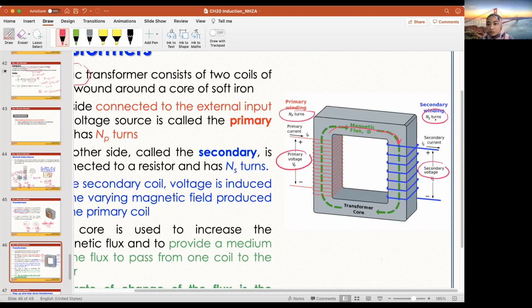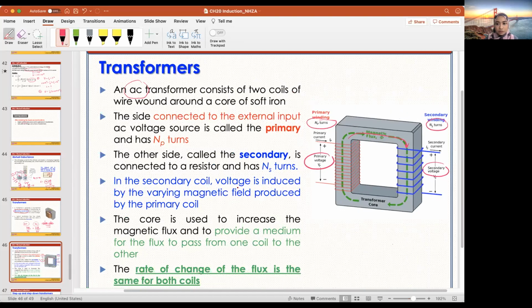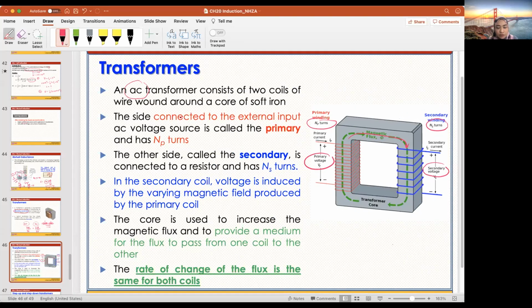Okay. So let's talk about the description of the transformer now. So the side connected to an external input, kita tahu yang ni kena ada input sebab dia nak generate self-induced EMF. The other side called the secondary is connected to a resistor and has NS turns. Dia ada resistor supaya dia tak short circuit. You don't have to memorize this. In the secondary coil, voltage is induced by a varying magnetic field produced by the primary coil.